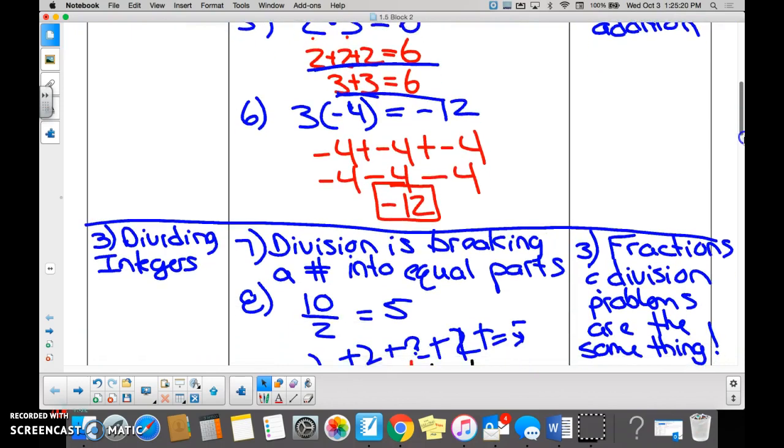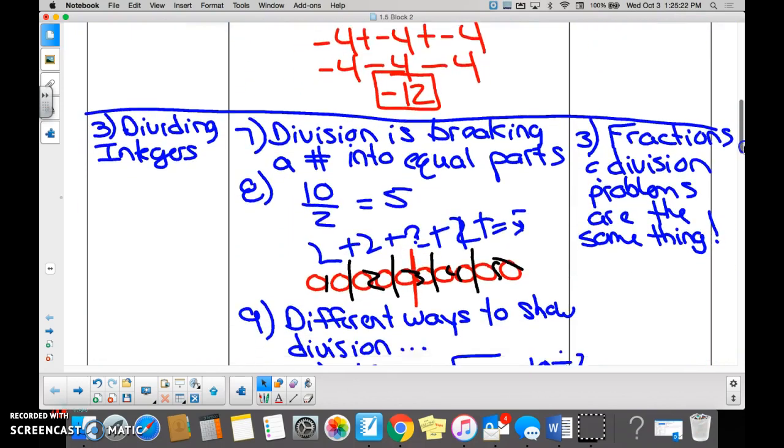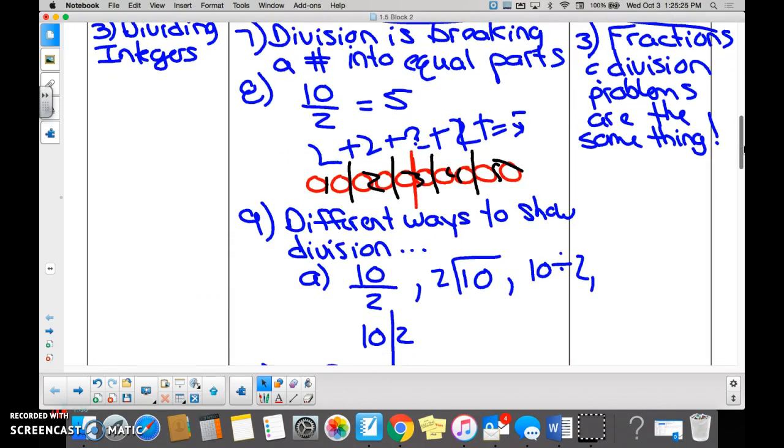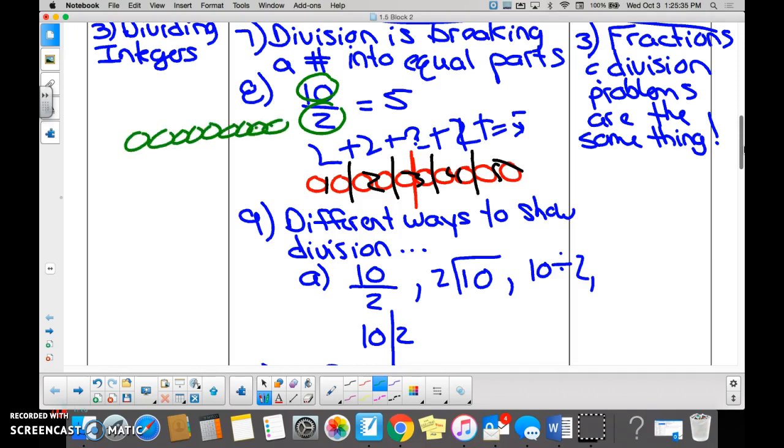Then we went down to dividing integers. And we said division is breaking a number into equal parts, right? Yes. So if I have 10, and I want to break it into 2 equal parts, I can write or draw 10 things: 1, 2, 3, 4, 5, 6, 7, 8, 9, 10. And then I can divide it into 2 equal parts. And how many do I have? I have 5 in each of the parts, right? Okay, and we proved that a couple of different ways, which you guys used here.